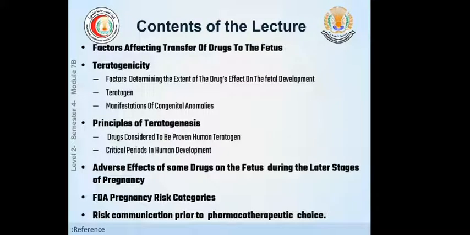We will discuss today factors affecting transfer of drugs to the fetus, what is teratogenicity, what are the principles of teratogenesis, what are the adverse effects of some drugs on the fetus during the later stages of pregnancy, what are the FDA pregnancy risk category classifications, and lastly, the risk communication prior to pharmacotherapeutic choice.